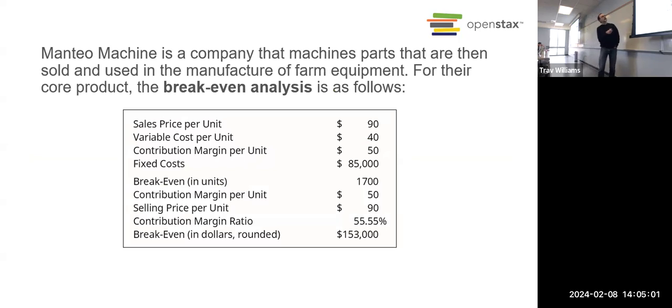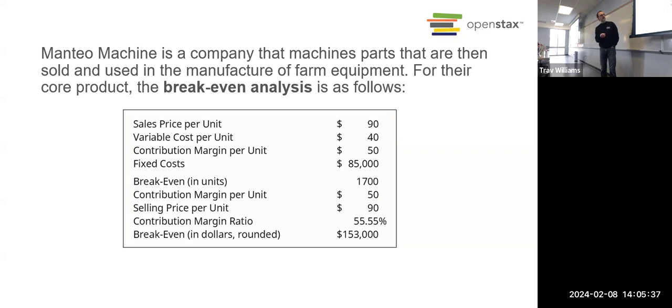Well, let's just look through this. This is a company's break-even analysis. We see their sales price per unit, variable cost, contribution margin, and fixed costs, right? We can divide fixed costs by contribution margin per unit to get break-even in units. So does that work out? 85,000 divided by 50, 1,700. Contribution margin per unit again is 50, selling price is 90. That information we already knew.